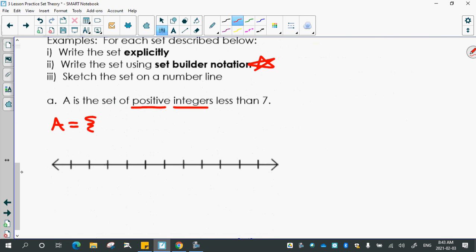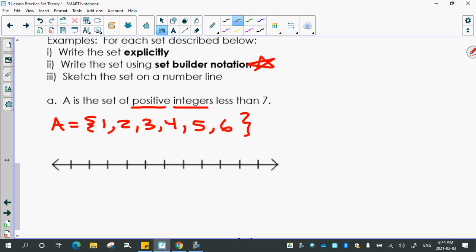Okay. A is a set of positive integers less than 7, and we're trying to figure out the smallest positive integer that is smaller than 7. 1. Very good. Everybody gets that? And positive integer, so it can't be -1. 0 is not considered positive or negative, it's neutral. So the smallest positive integer less than 7 is 1. What's the next smallest? 2, 3, 4, 5, 6. Is 7 less than 7? No. So there's my set.